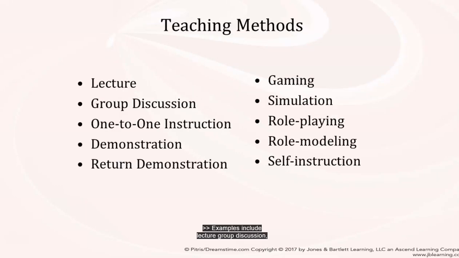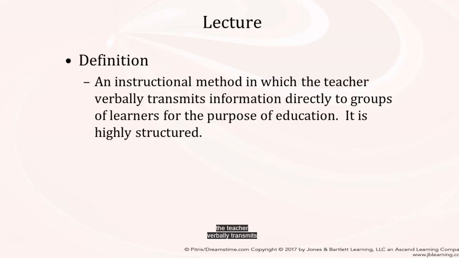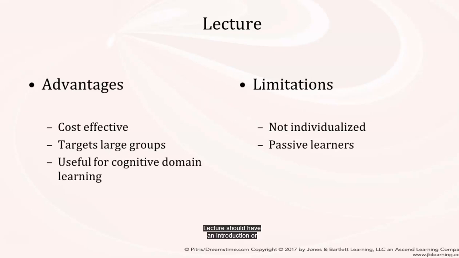learned. Examples include lecture, group discussion, one-to-one instruction, demonstration and return demonstration, gaming, simulation, role play, role modeling, and self-instruction modules. Lecturing is a method where the teacher verbally transmits information directly to groups of learners to educate them. It is generally passive learning and has come under criticism as it can be ineffective if not properly organized or without expertise. Lectures should have an introduction or opening statement and summary statements. The body of the lecture should contain key terms, offer examples and analogies, and use visual backups, and the conclusion should summarize the information presented again.